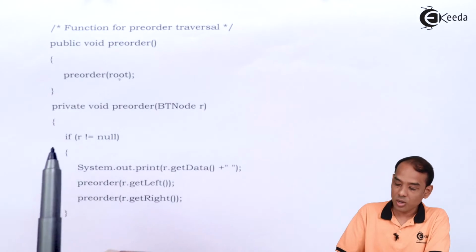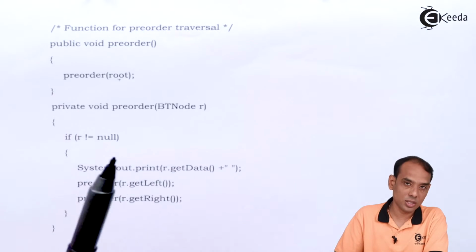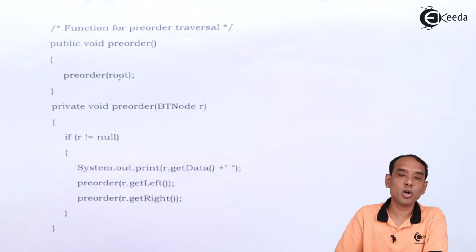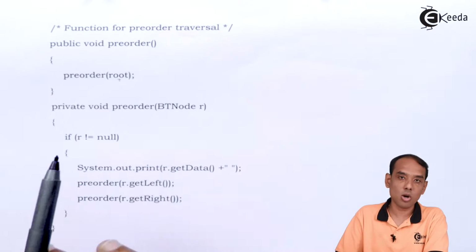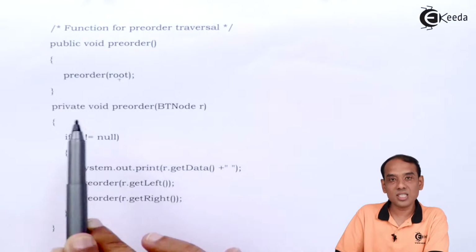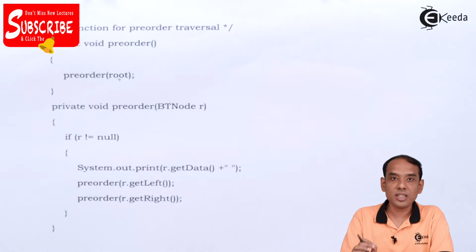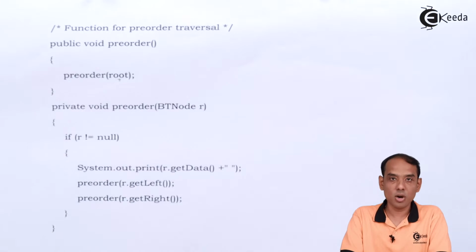Once we are done with this, we are going to write the conditions. The first condition is the common condition for all the traversals. That is, we are going to check whether a node is present or not. For this I have written if r not equal to null. When this is true, that is, there is some node present in the given tree, in that case we will move to the pre-order.